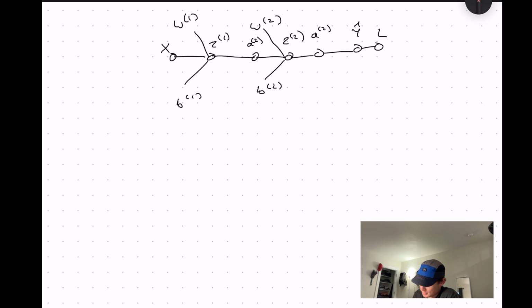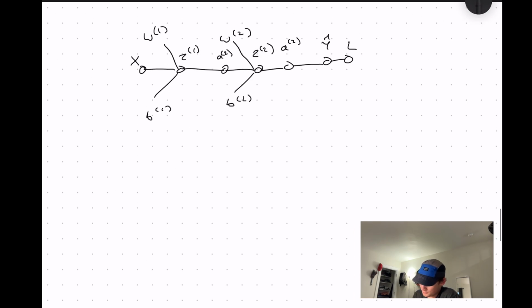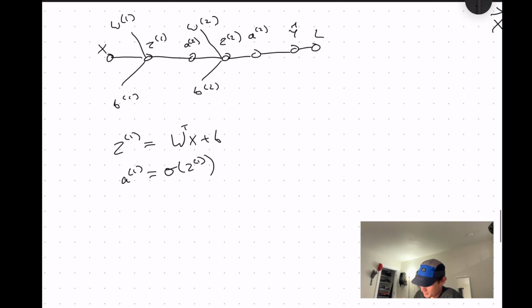But in this one, it's not too bad. Okay, so first, we have Z1, which is just the same thing we had before, WX plus B. And we're going to go back to vector land now. And then we have A1 equals sigmoid of Z1. So we're back with sigmoids as well. And we're going to put it all together into the neural network after this.